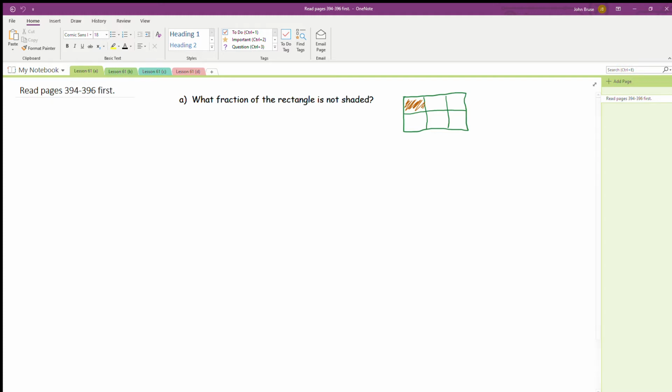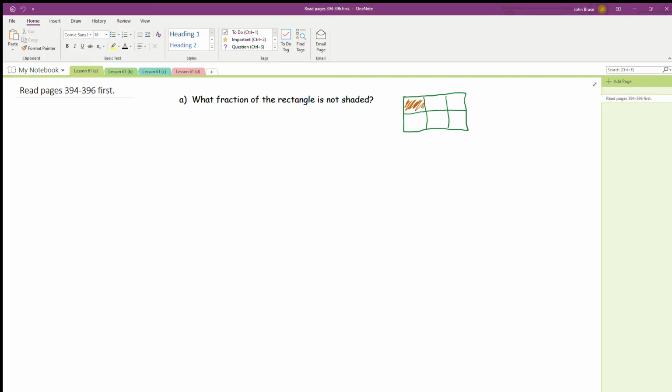Going to work on lesson 61 today. Before you start, you need to read page 394 through page 396. It's important that you work with me on a piece of paper so you have examples to help you when you work through the written practice.